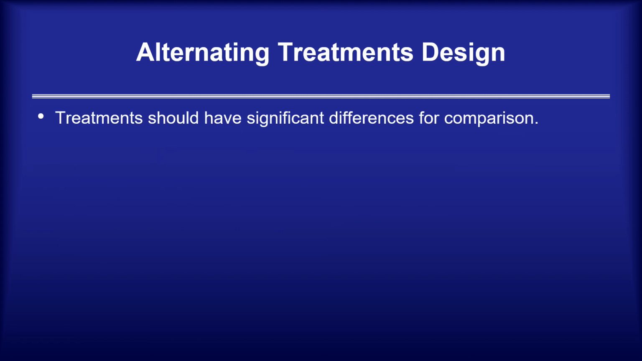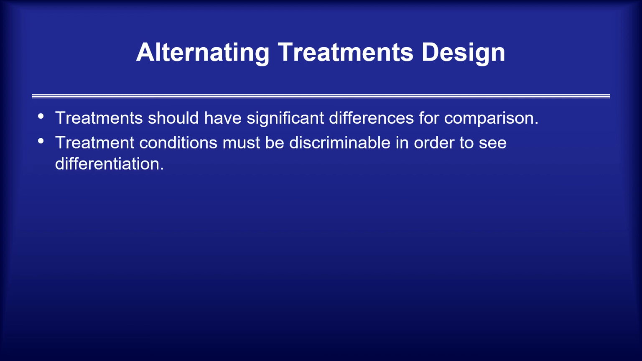However, there are some downsides as well. Treatments should have significant differences between them for comparison. You're less likely to see differentiation between conditions since each condition is experienced so briefly before it's changed. Stimulus control may not develop quickly enough, or the participant's behavior may not experience enough exposure to reinforcement or punishment effects. Making sure that the conditions are significantly different from each other can help with this. That is, treatment conditions must be discriminable in order to see differentiation.